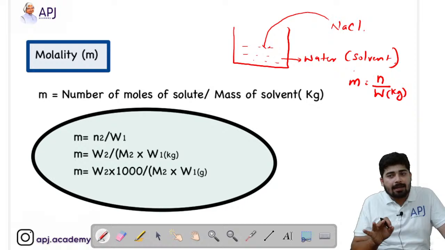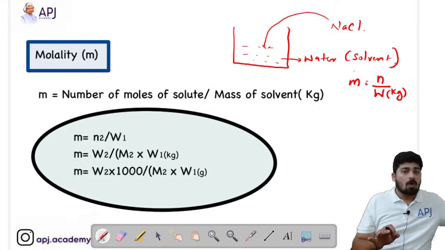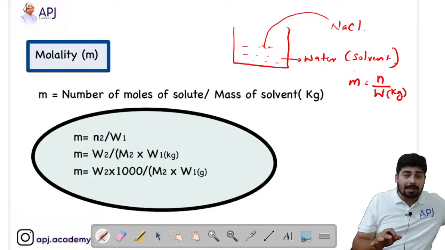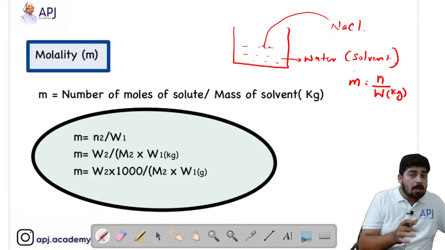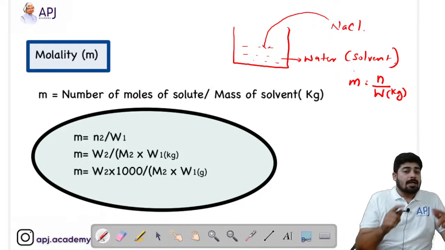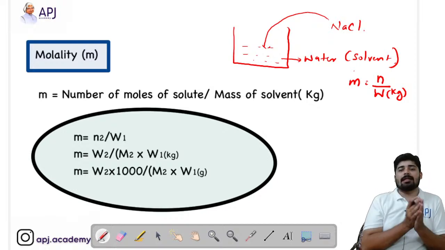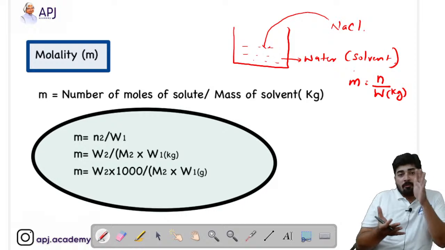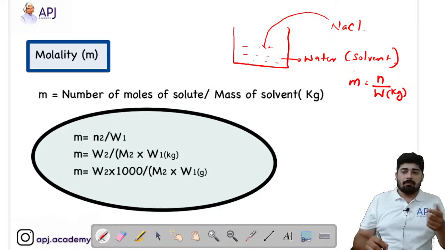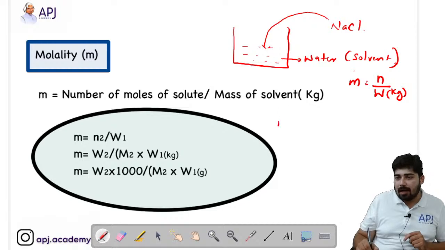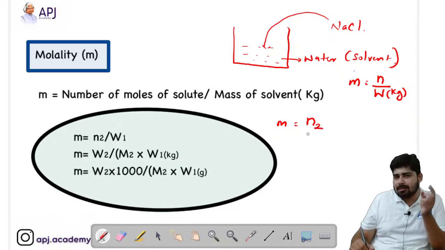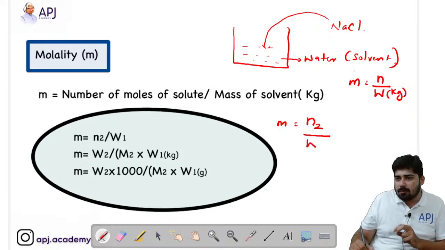So what is molality? Molality is equal to the number of moles of solute, similar to what we have studied in molarity. In molarity also it is the number of moles of solute, but in the denominator the term has changed. In the case of molarity, the denominator was the volume of solution in liter. Here it is the weight of solvent in kilogram. So that difference you have to keep in mind. It is very important. So molality m is equal to the number of moles of solute, n2, divided by the weight of solvent, w1, in kilogram.